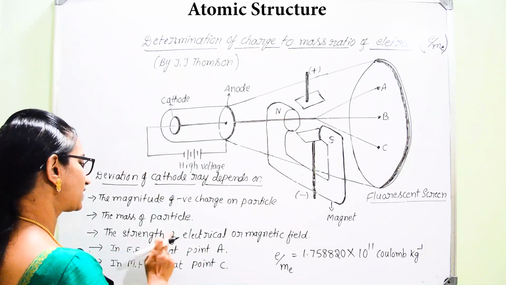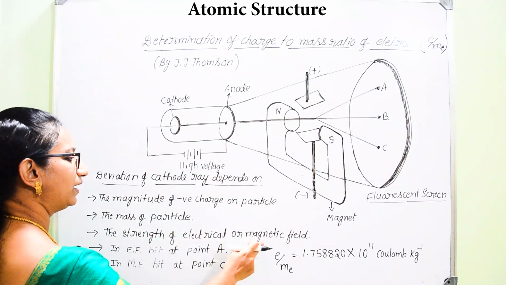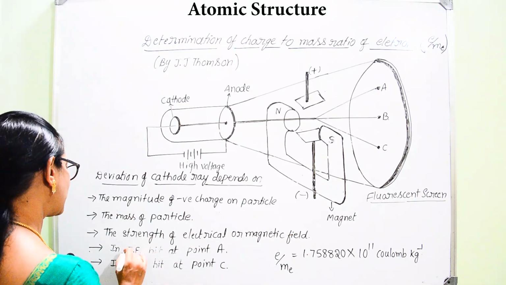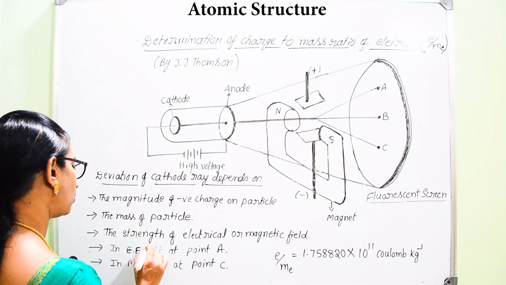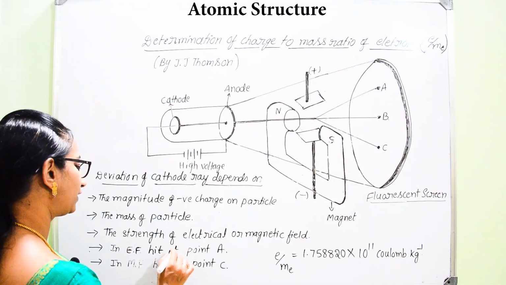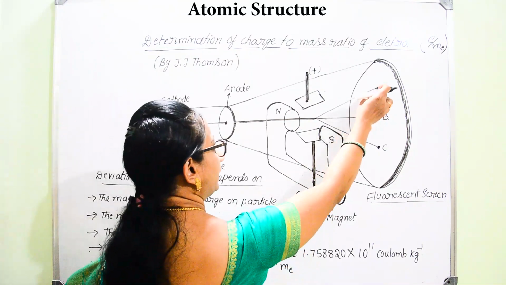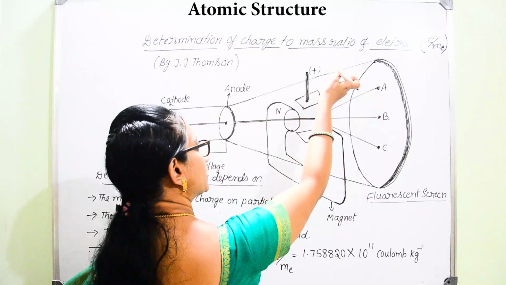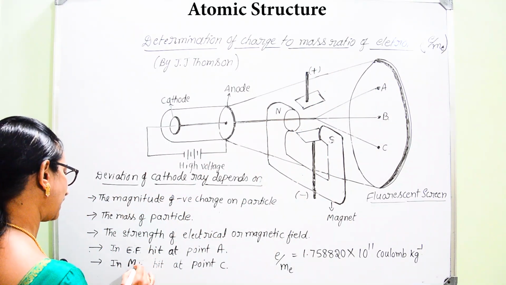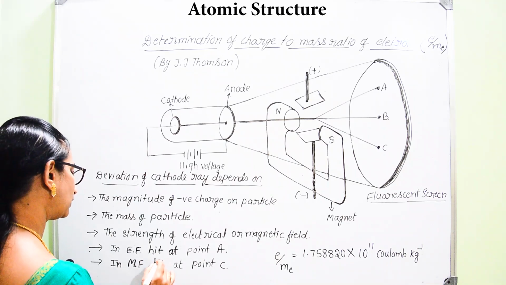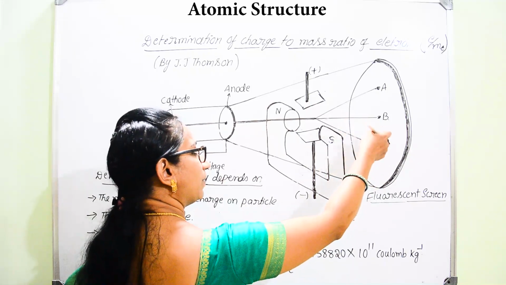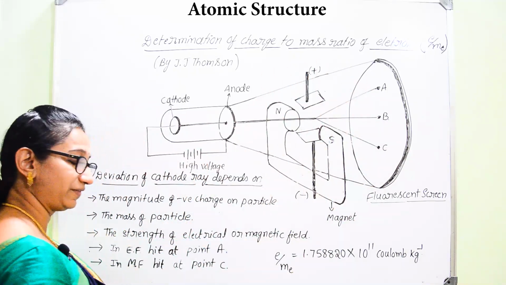So that means it depends on the strength of the electrical or magnetic field. And so we can find that in the presence of only an electric field, the cathode rays hit at what point? They hit at point A, that is, deflection towards the electric field. And in the presence of only a magnetic field, the cathode rays hit the screen at point C, that is, the deflection is quite opposite to that of the electric field.